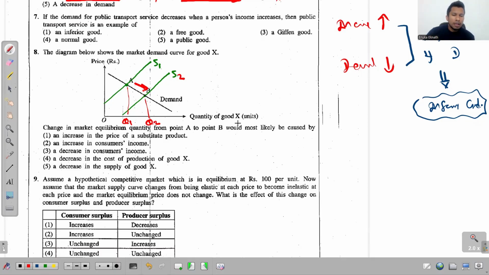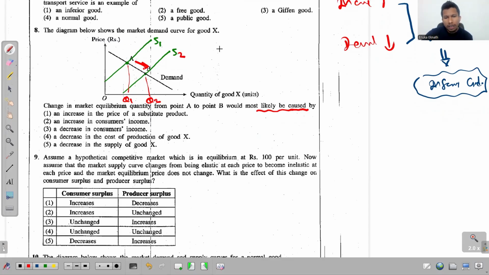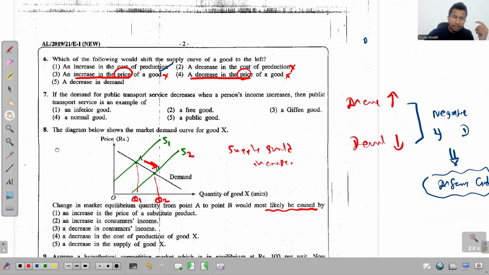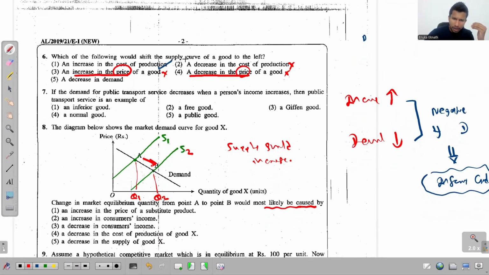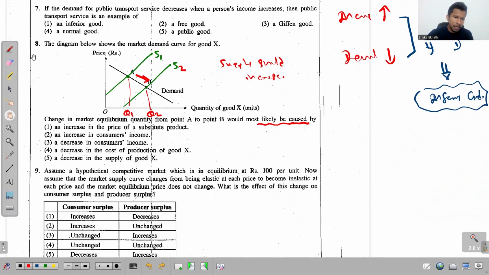And this is most likely caused by this change. What's the reason for this change? Now we recognize what needs to happen for this change. The supply should increase, right? Under the previous question 6, we just found the reasons for a decrease in supply, for a leftward shift of the supply curve. Now here we just need to do the opposite. You just need to recognize the reason for an increase in supply, for a rightward shift in the supply curve. Right, now look at the first one.